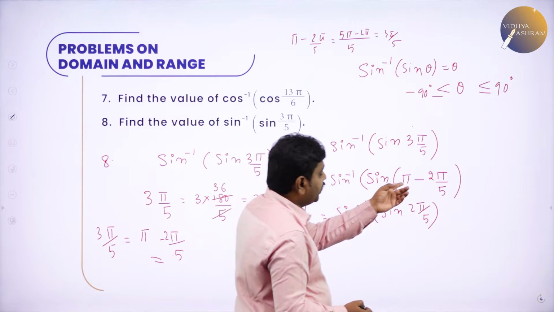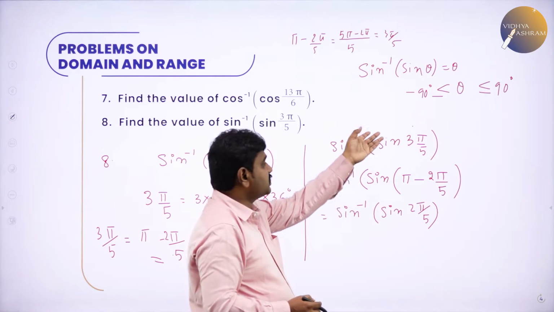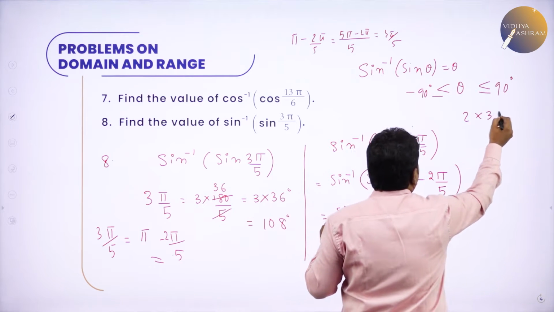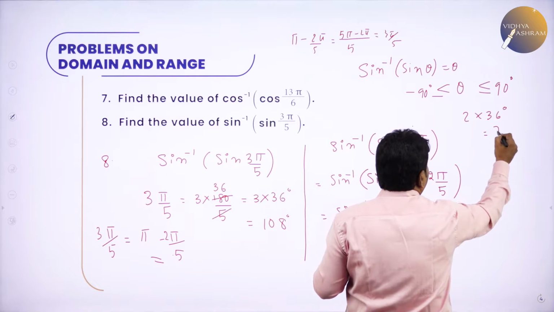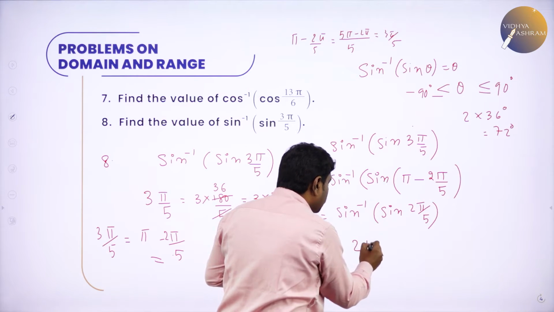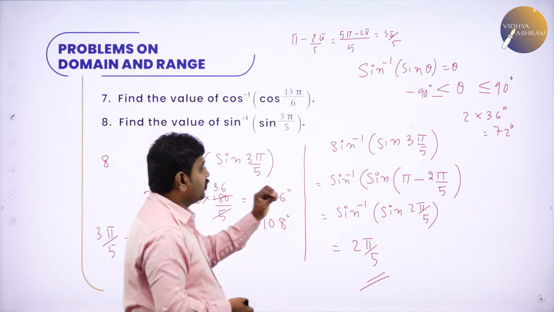So now sine of 180 minus theta is sine theta, and 2 pi by 5 lies between minus 90 and 90. 2 pi by 5 means 2 times 36, 2 times 36 is 72. 72 is lying between these two. So sine inverse of sine theta becomes theta. It will be 2 pi by 5. This is the answer. But many people will get stuck here.